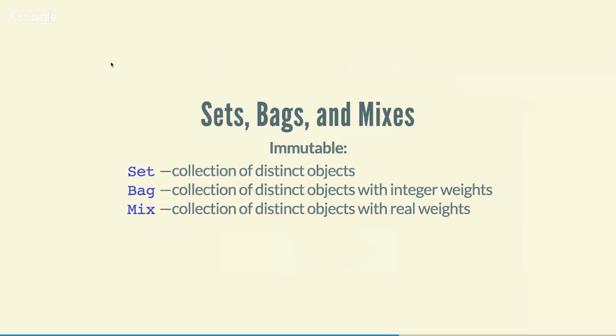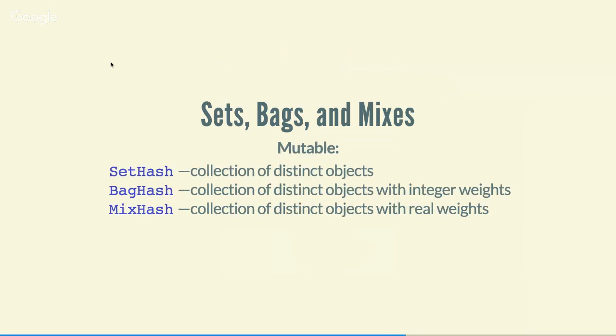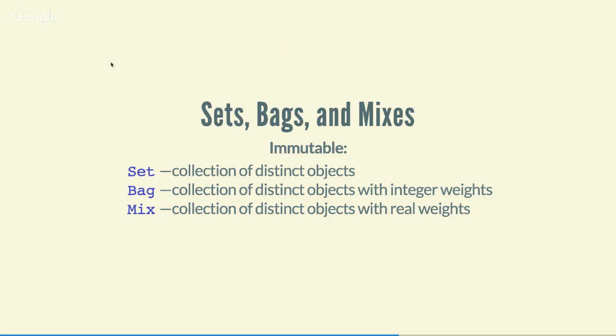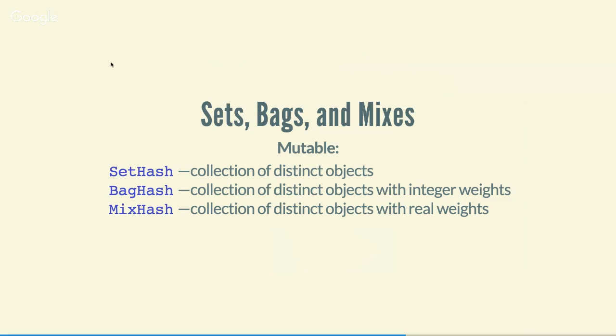Perl 6 also has set, bag, and mix types. They're really similar. The set is a collection of distinct objects. A bag is the same thing, but with integer weights. So each value inside of the bag could have a different kind of weight to it. I'm going to show you an example. And mix is the same thing, except you get real weights, not just integers, but any fractional number. These ones are immutable. Once you create them, you can't change them. If you want mutable types, just use the hash variants.